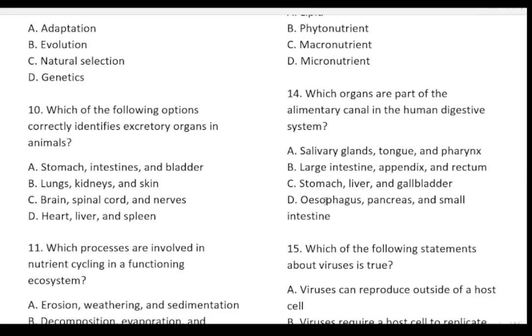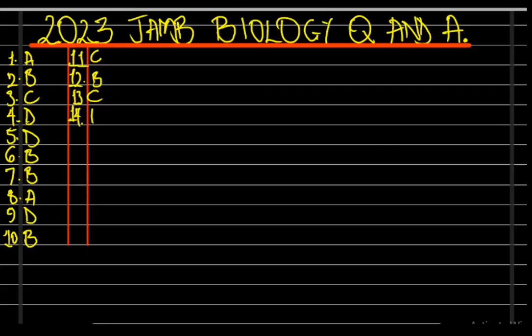But when we look at option D, the esophagus helps to pass the food from the mouth into the stomach. So it is a passageway, and that is where we have peristalsis taking place. And then we have the pancreas, which is responsible for producing digestive enzymes. The small intestine is where we have the production of digestive substances, like the amylases, the trypsins, and the lipases. So option D is our answer.